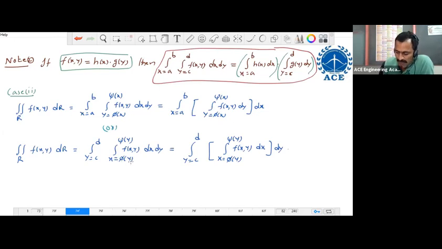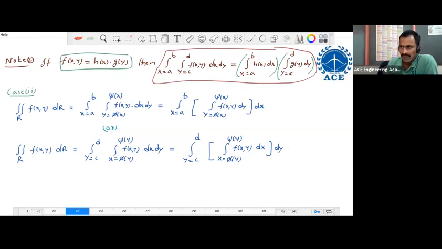So x limits may be variable limits or y limits may be variable limits; in two ways we can write. Under double integral we have mainly two cases: purely constants, or variable limits for one of the variables only. Why only variable limits for one variable, and why only two constant limits? Later you will know; while doing the problems you will know the reason. We cannot have variable limits for both variables x and y. We will have variable limits for one variable and constant limits for the other variable, or purely constant limits for both variables.